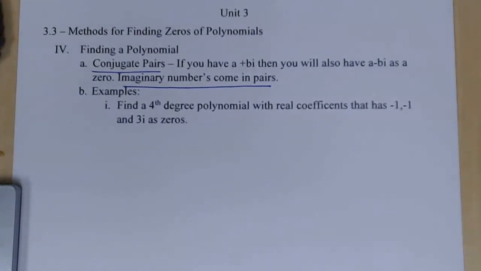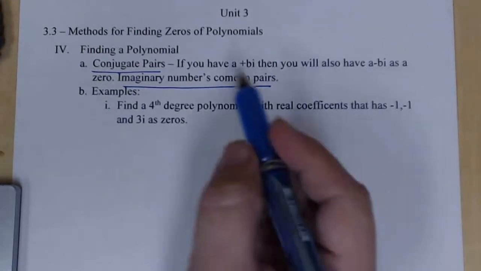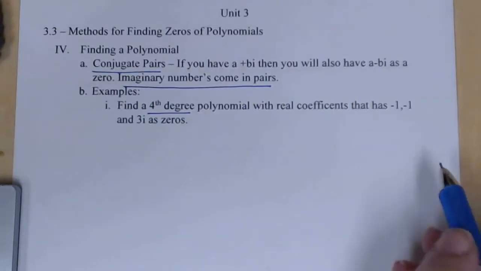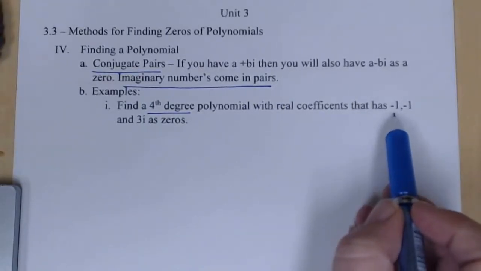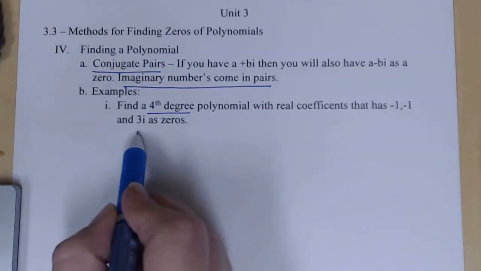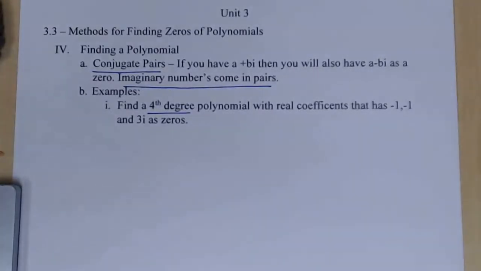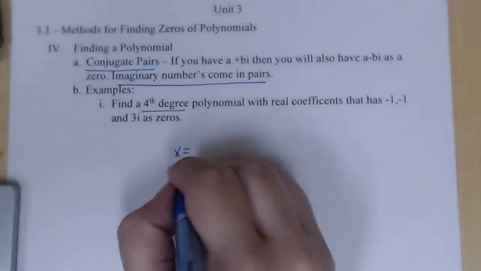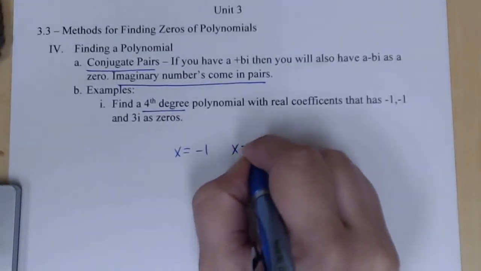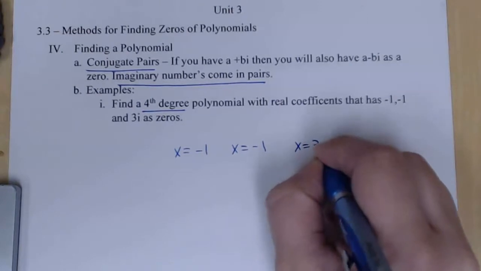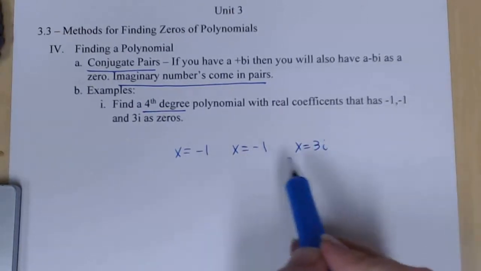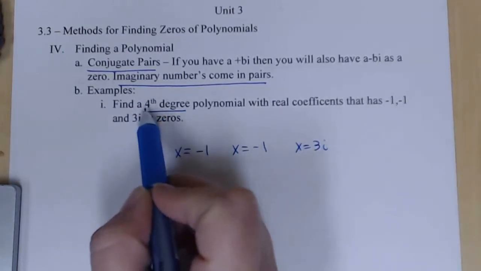I want to start with the zeros and work my way back up to what the polynomial may be. So I'm going to start there. It says find a 4th degree polynomial with real coefficients that has -1, -1, and 3i as zeros. Okay, so that means my zeros are x equals -1, x equals -1, x equals 3i. Now wait, that has 3 zeros, and it said it was a 4th degree, so we're missing one.